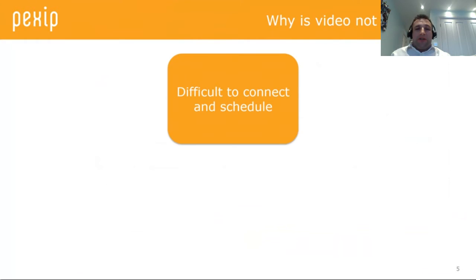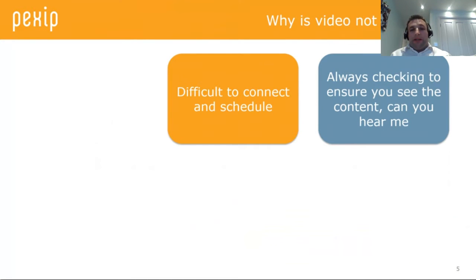And some of the challenges we're seeing with video, why it's not being used and adopted a lot, is because it can be difficult to connect and schedule. People try and have too many tools, too many ways of doing things. So it needs to be easy. And things like checking, can you hear me? Can you see me? There's some of these issues that sometimes occur because of firewalls.